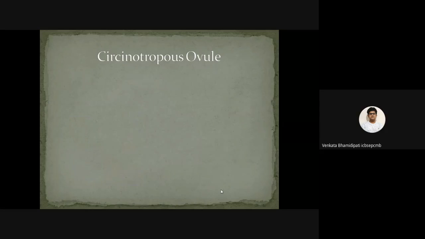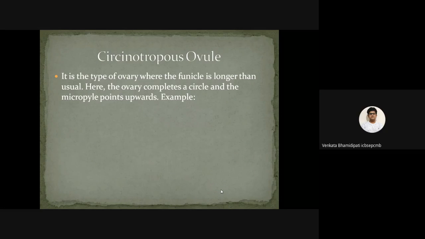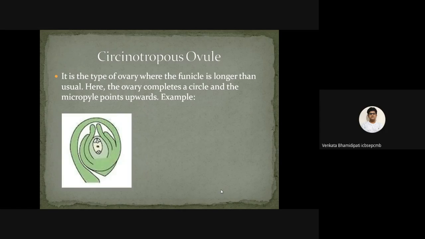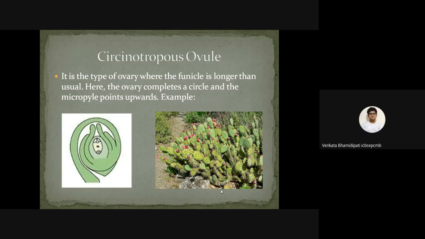The next one will be the circinotropous ovules. These are ovules where the funicle, which is the stalk, is longer than usual. Here the ovule completes a circle and the micropyle points upwards. The micropyle, again, is the small opening in the integument from where the pollen tube enters. We see it's completing a full circle and it's pointing upwards. Opuntia is the example which shows such ovules.